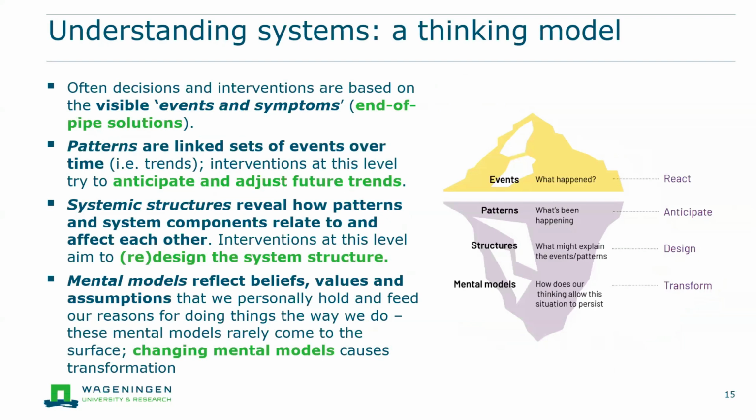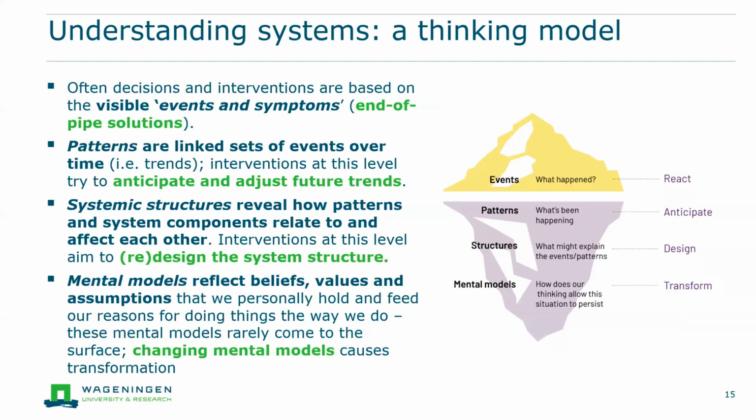So how can we go about understanding these different levels of systems? One way to do that is to use this iceberg model that maybe some of you already saw in the assignments. The idea of this model is that, on the surface, like an iceberg flowing in the ocean, you see the events that are happening on a day-to-day basis. If you want to act on these events or symptoms of the problem, you can find quick fixes, end-of-pipe solutions that can solve some of the problem, but not its entirety.